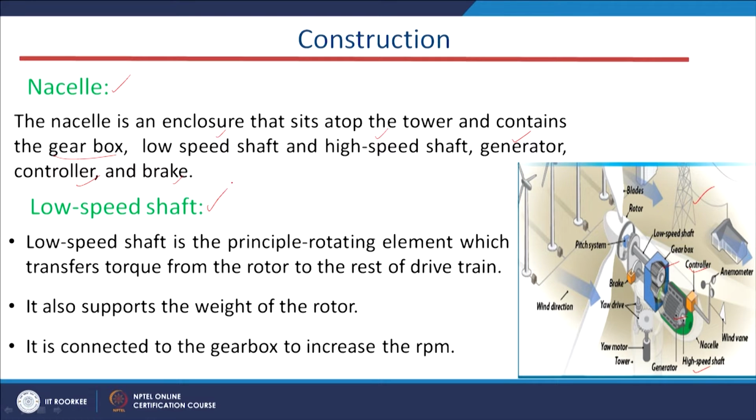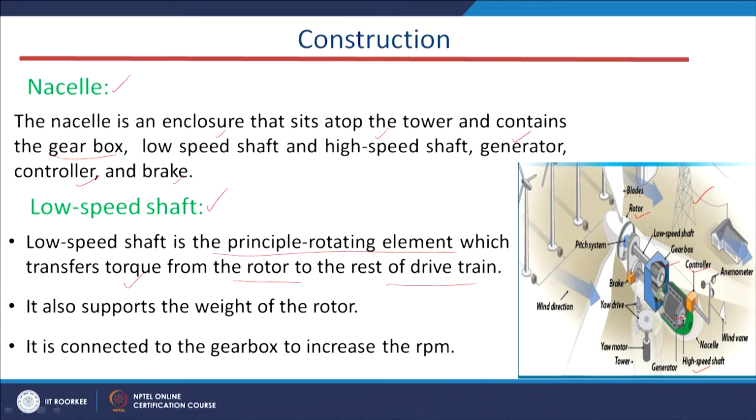Now, coming to the low speed shaft, it is the principal rotating element which transfers the torque from the rotor to the rest of the drive train. If you see here, this is our rotor and this is our blade, and if the wind comes and hits the rotor blade, then the blades rotate along with the rotor. Then this particular low speed shaft will transfer this kinetic energy, the rotational speed, to the next section of the wind energy system.